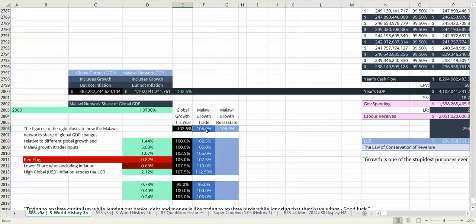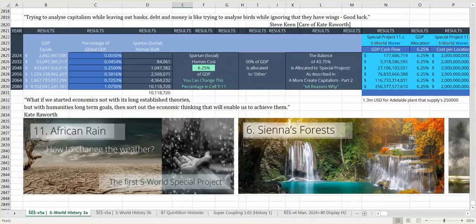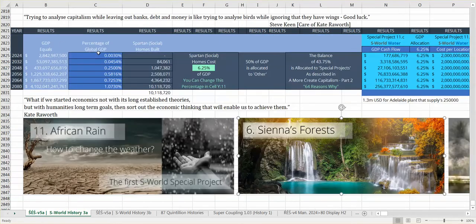Things change, however, if you change the growth, relatively massive swings, actually. Not going to get into that. What I want to get into is this. Okay, so African rain: how do we change the weather? That was the first special project as such. Sienna's forest has been around for a long time, and that is the key ingredient as to why growth theory can be good for climate change. For every mile you're developing eco-cities, you're also returning a mile back into forest. So let's have a quick look at the results.